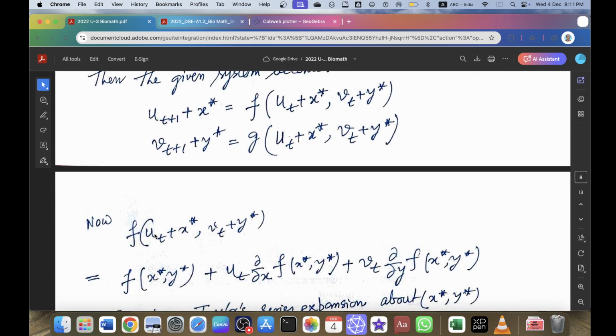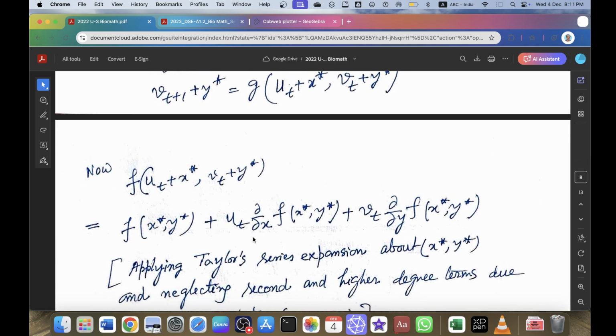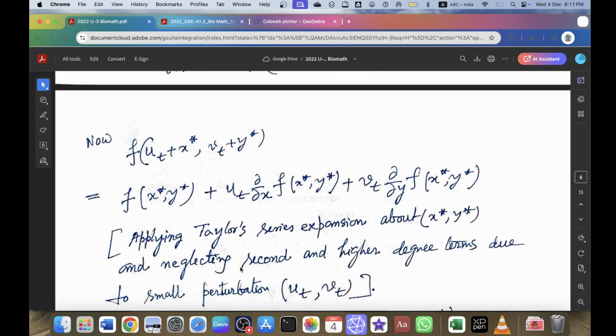Now, applying Taylor's expansion of f(un plus x star, vn plus y star) about the fixed point (x star, y star) and neglecting the second and higher degree terms due to the small perturbations un, vn, we get f(x star, y star) plus un del f by del x at (x star, y star) plus vn del f by del y at (x star, y star).